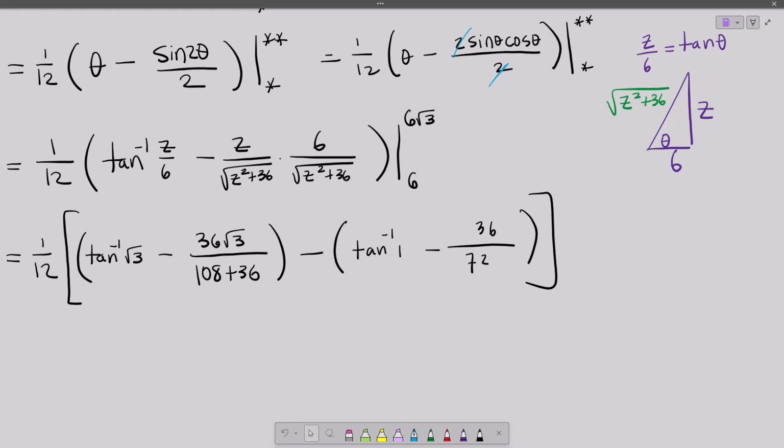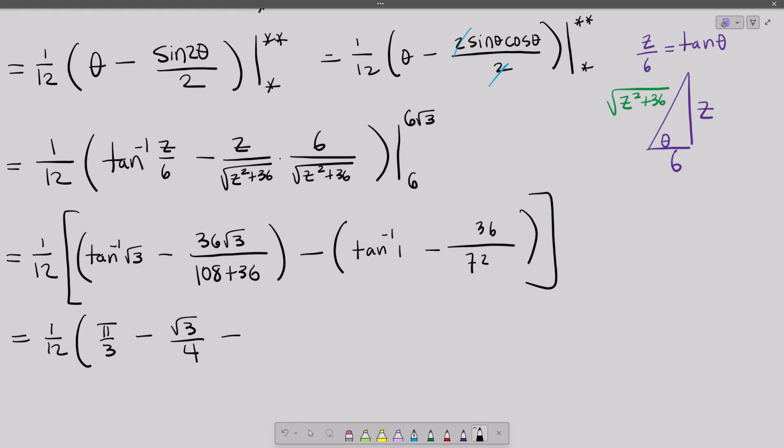So pi over 3, so we have 1/12. And here we have pi divided by 3 minus... say that again? It all comes down to root 3 over 4. Root 3 over 4. There. So if we add that together, we're going to get 144. 144 is 36 times 4, so one of them cancels. All right, and then arctan of 1, the angle on the right with a slope of 1, is pi over 4, right in the middle.